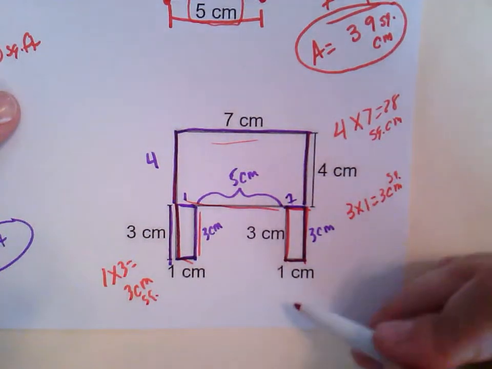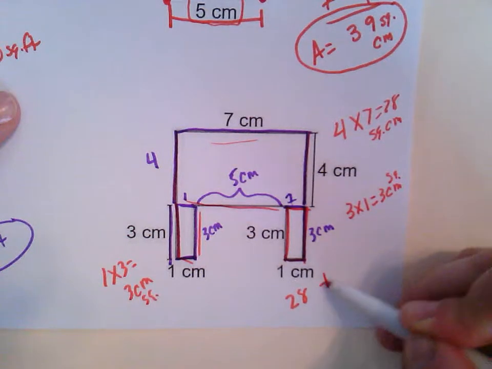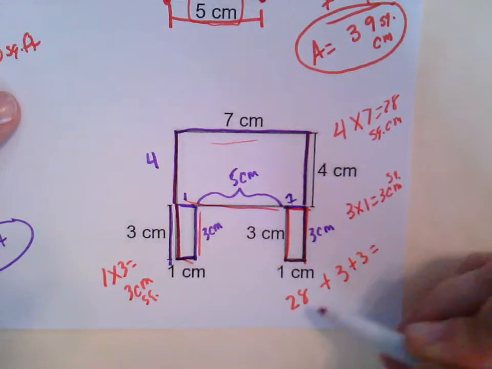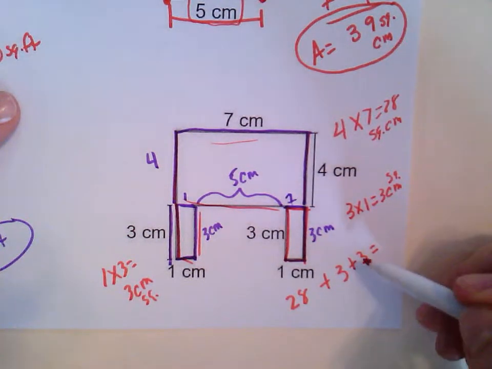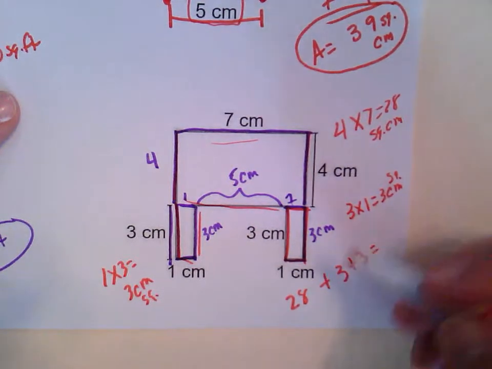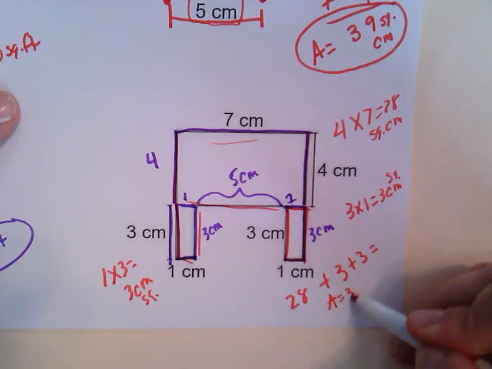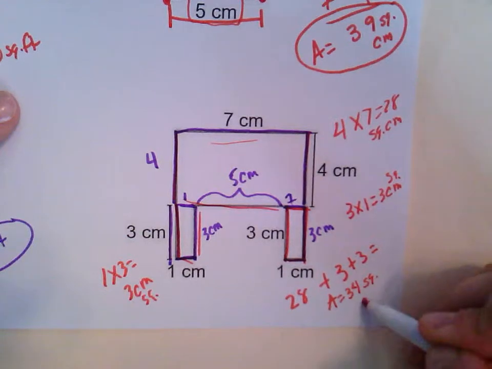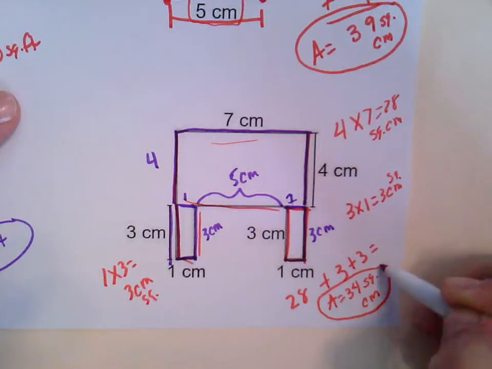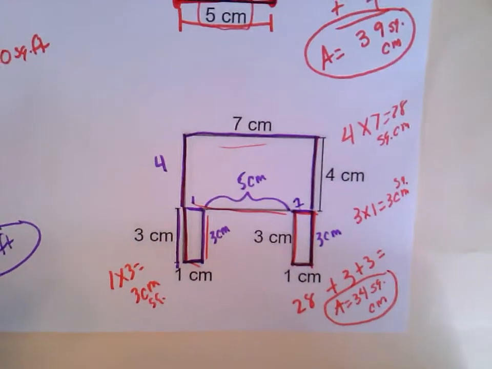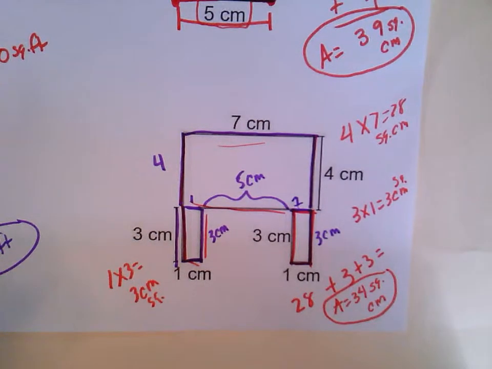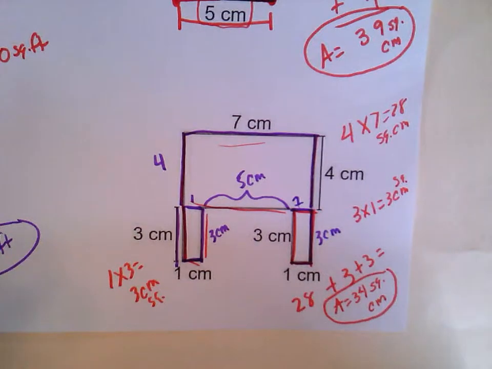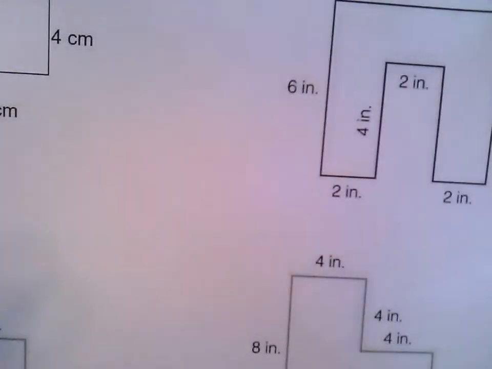Finally, I get to add them all up. 28 plus 3 plus 3. 28, 29, 30, 31, 32, 33, 34. A equals 34 square centimeters. All right, if you're feeling good and you're ready to move on to practice, go right ahead. If not, you can continue. Flip over your paper, and we've got 4 more to solve.